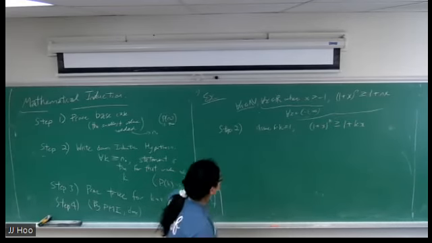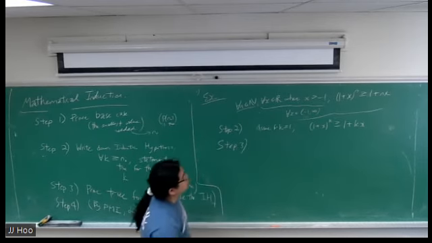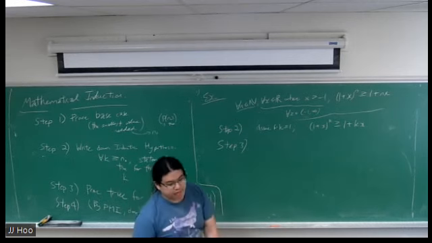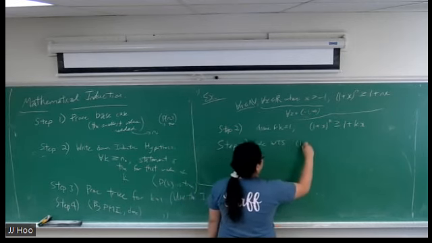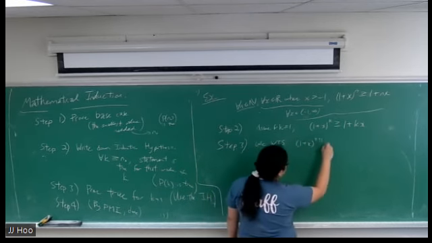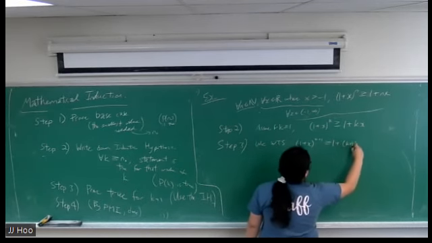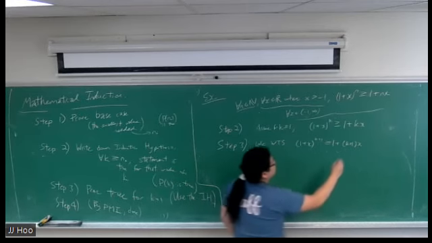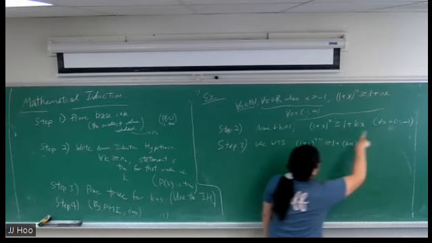So for step 3, what I want to prove is that this is true for the k plus 1 case. So we want to show that (1 plus x) to the power of k plus 1 is greater than or equal to 1 plus (k plus 1) times x. And again, here we have this hidden condition.